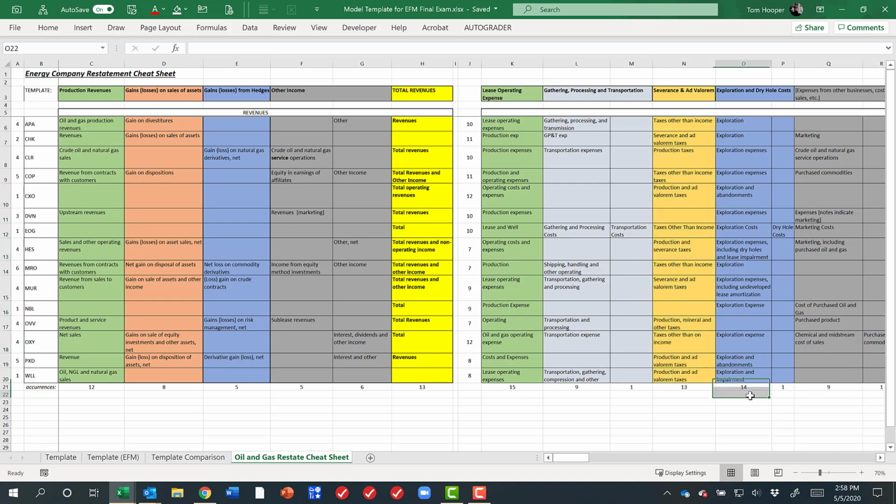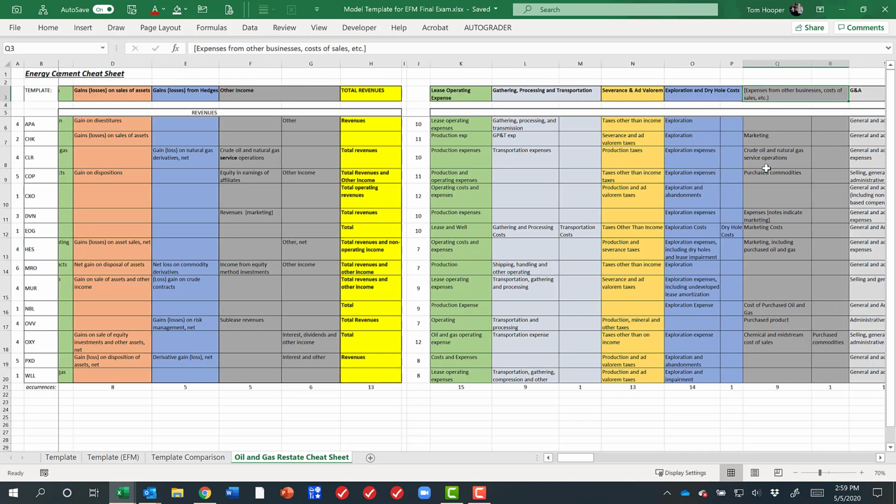And then there's exploration. 14 out of 15 reported an exploration cost. Some called it exploration expenses, including dry holes and lease impairment, including some undeveloped lease amortization, blah, blah, blah. One broke out a separate line for dry holes. So for your template, I called it exploration and dry hole costs.